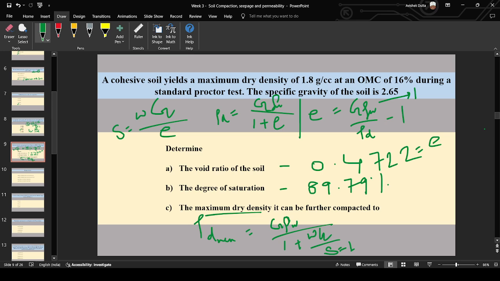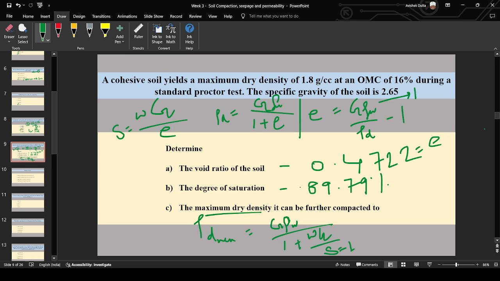Now, currently with the dry density of 1.8 gram per cc, the degree of saturation is 89.79%. Now, how can we further compact the soil? To do that, we have to increase the moisture content so that the soil gets 100% saturated. So we put the values S equals 1, W the same moisture content, because the volume is different over here, and G is 2.65.